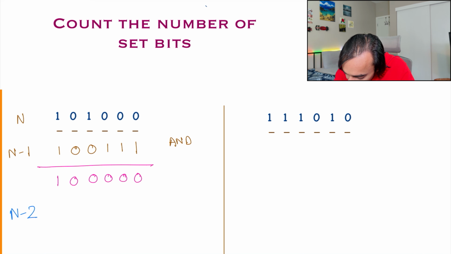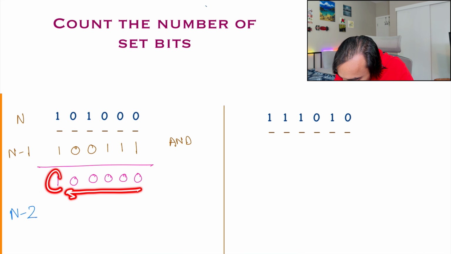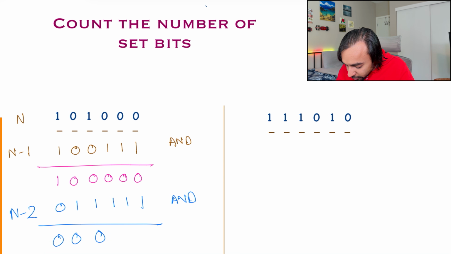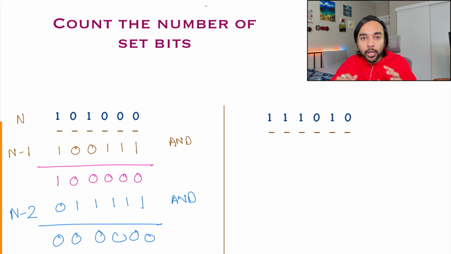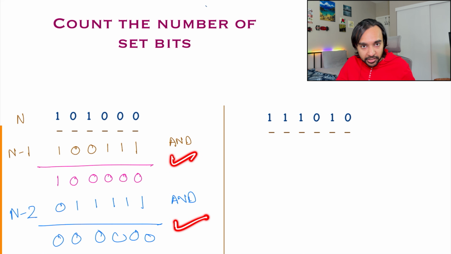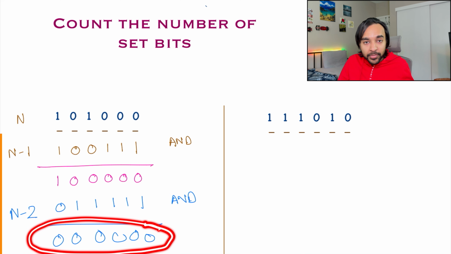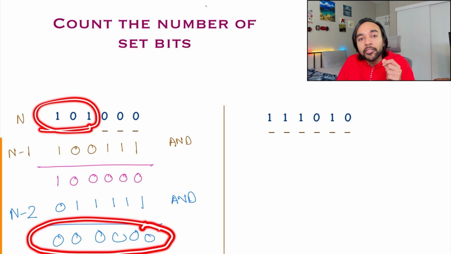Once again, you start from the very right, go all the way till you find a set bit, turn it to 0, and then convert all the bits to 1. Once I do that, I get 0, 1, 1, 1, 1, 1. And then if I AND it, what do I get? I get 0, 0, 0, 0, 0, 0. So after two such operations, I was able to set all of the bits as 0. And how many bits did I have set in the original condition? There were 2 bits. So does that give you an idea?